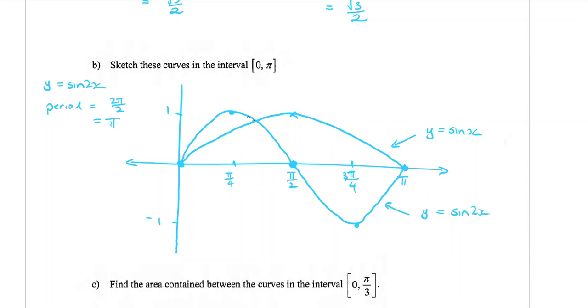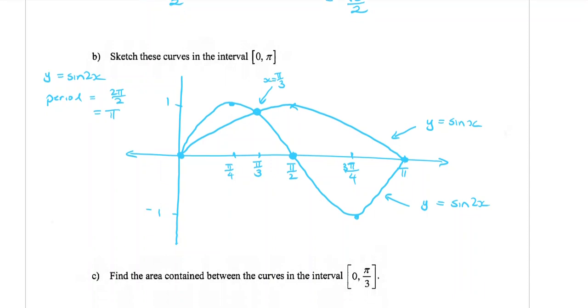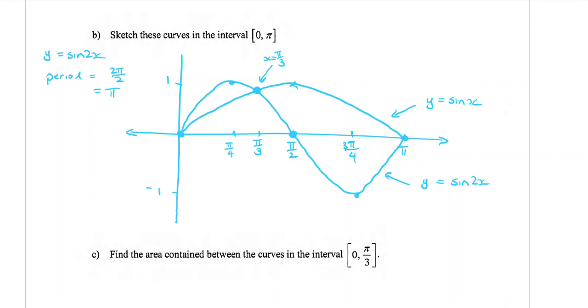Now, let's mark on here the point of intersection we found in part A. This is pi over 3. Put it in both places just to really emphasize it. X equals pi over 3, right there. Okay, sketch done. Part C says, find the area contained between the curves, between 0 and pi over 3, which is this little part in here. I want to find that area.